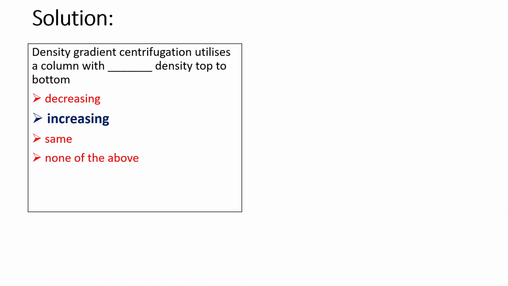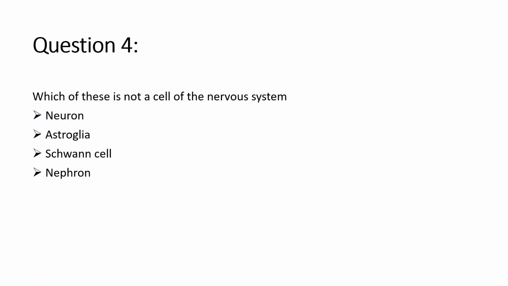Now we will move on to our next question, question number 4. Which of these cells are not a cell of the nervous system? The neuron, the astroglia, the Schwann cells, or the nephrons?